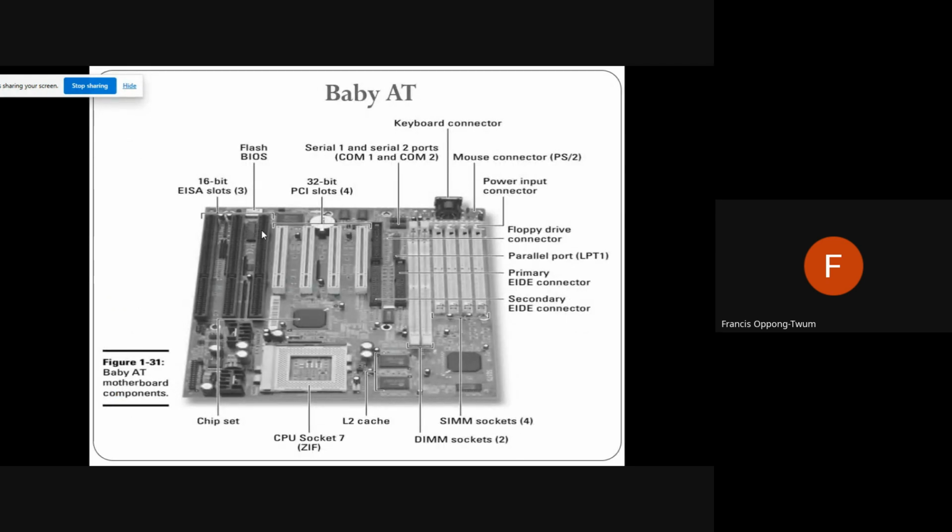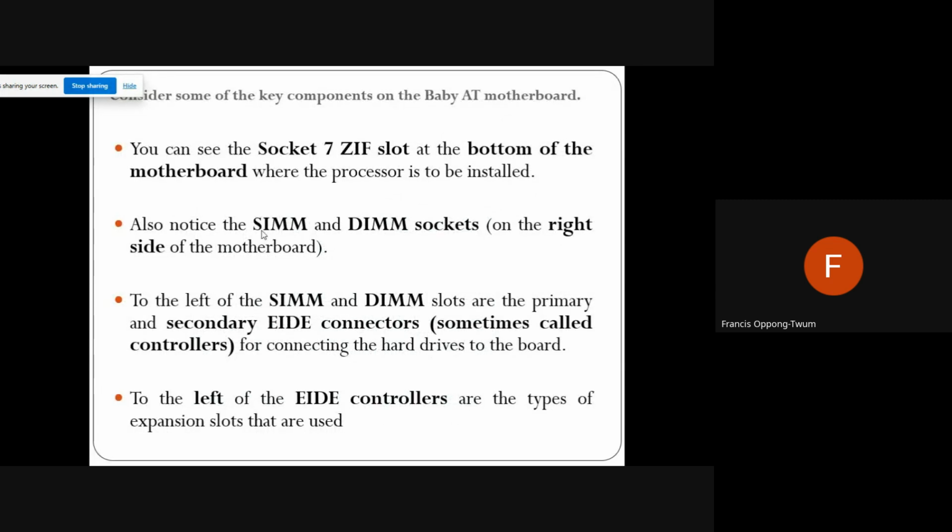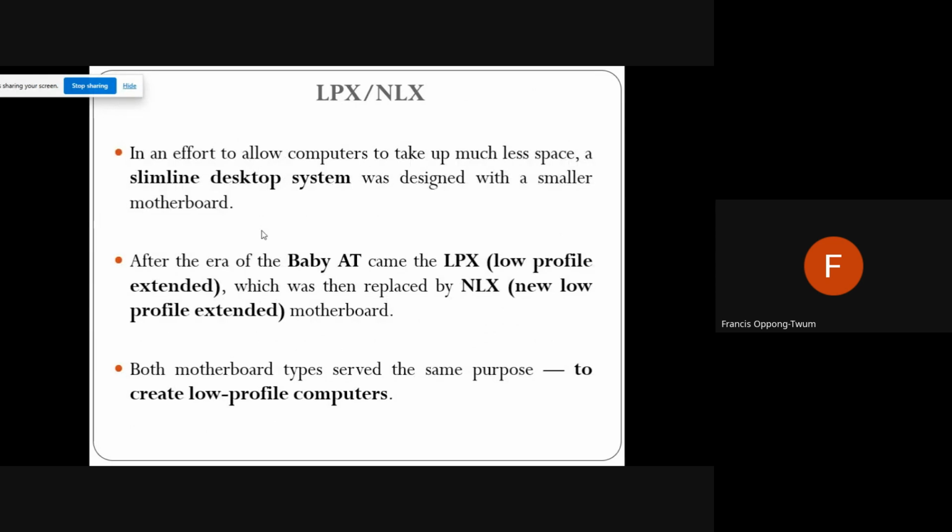So when I send the slides to you, you can also refer to it whilst you are reading. Then to the left of the SIM and the DIN slot are the primary and the secondary IDE connectors, and to the left of the IDE controller and all those. So please, if you want to take your time and go through it.